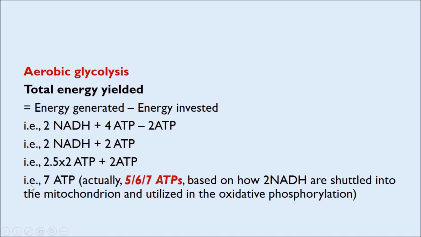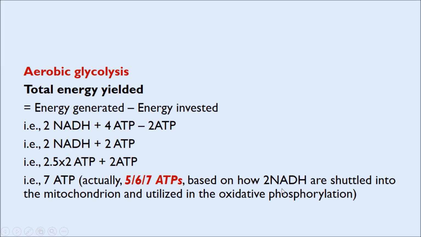Now in aerobic glycolysis, the total ATP in the normal scenario will be 7 molecules of ATP. But actually it is either 5 ATP or 6 ATP or 7 ATP, which is based on how the 2 molecules of NADH are shuttled into the mitochondria and utilized in oxidative phosphorylation. So what it means is there are 2 shuttle pathways which operate for this transfer of cytosolic NADH, because this NADH is formed in the cytosol as a result of glycolysis, and the oxidative phosphorylation takes place in the mitochondria. Now for this NADH to be utilized to generate energy, it has to enter into the mitochondrial matrix first and then can donate electrons to the electron transport chain.